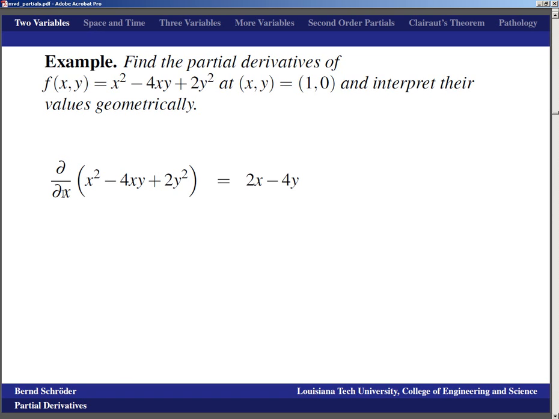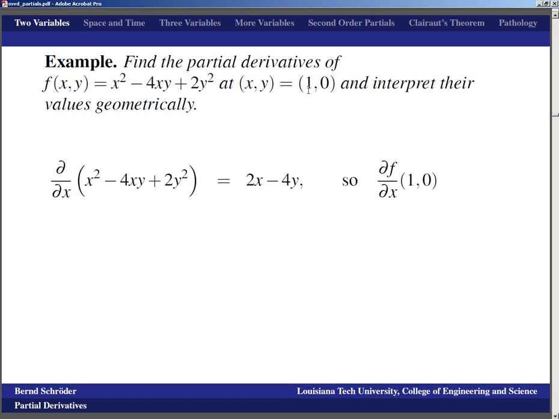Because x is our differentiation variable, the derivative of x squared goes as before, 2x. Because x is our differentiation variable, we have a constant that is called 4y, not just 4. And the derivative of a constant times x is just that constant, so that would be here the negative 4y. And the 2y squared doesn't have an x at all, which means that's a constant overall, and we know the derivative of a constant with respect to x is 0. Okay, so the partial derivative in the x direction is 2x minus 4y.